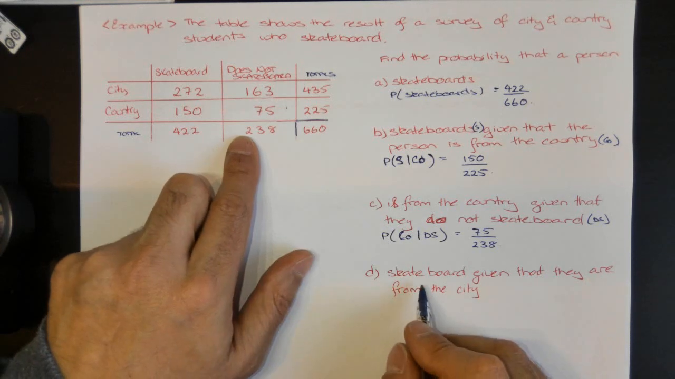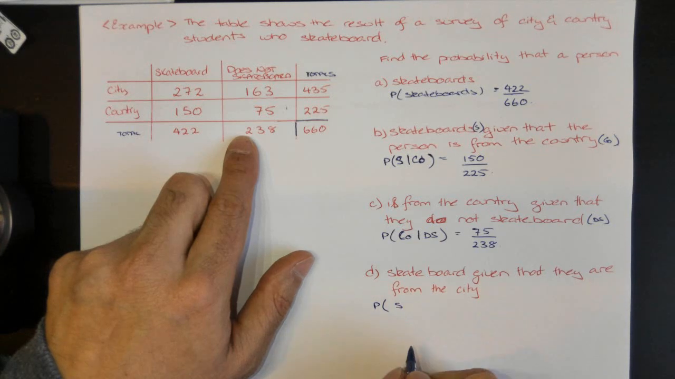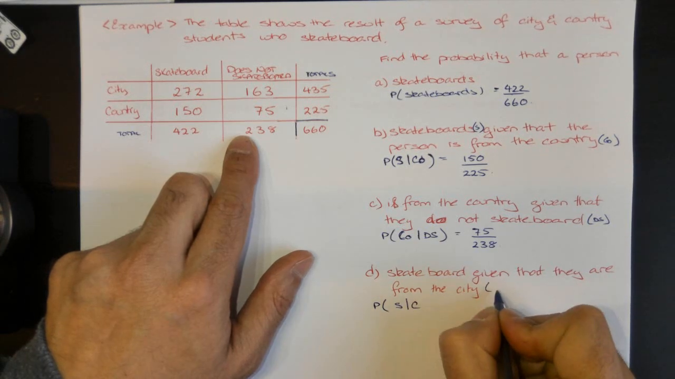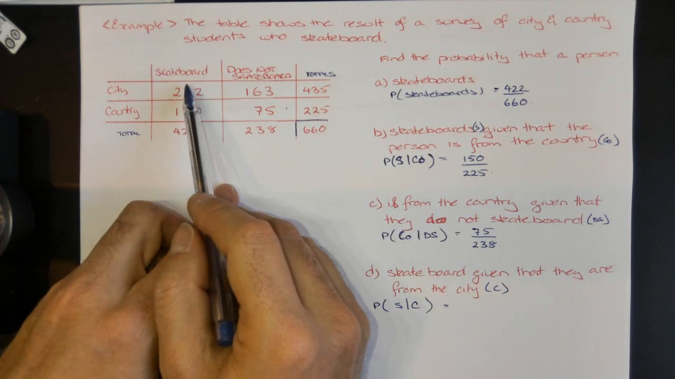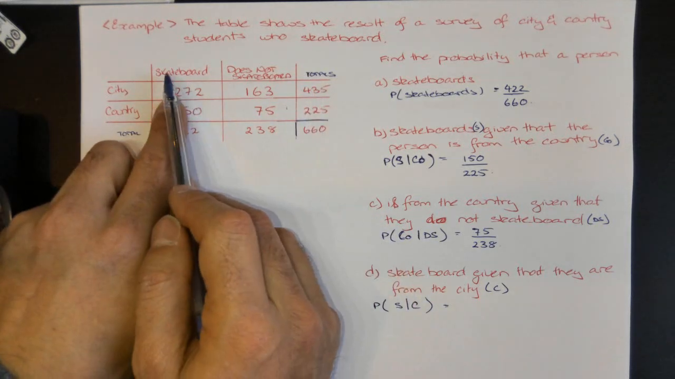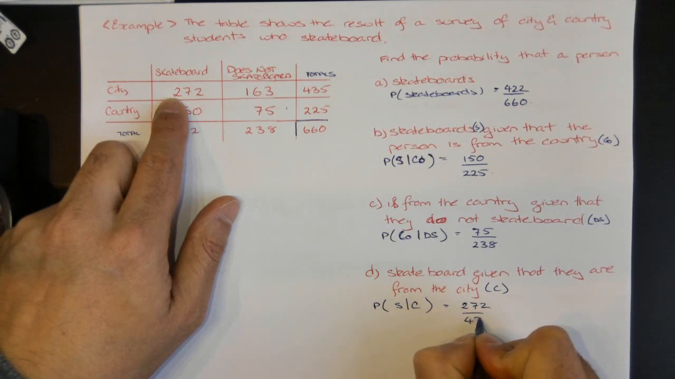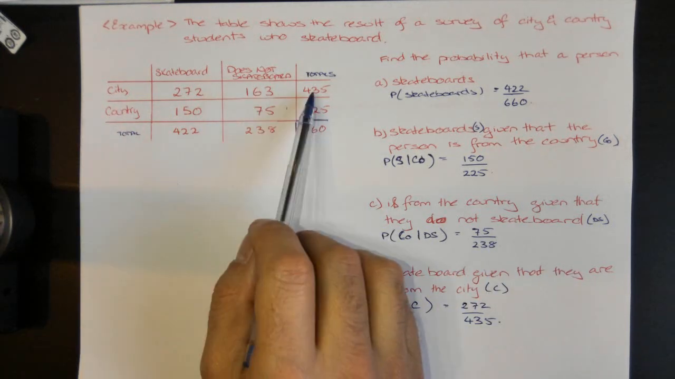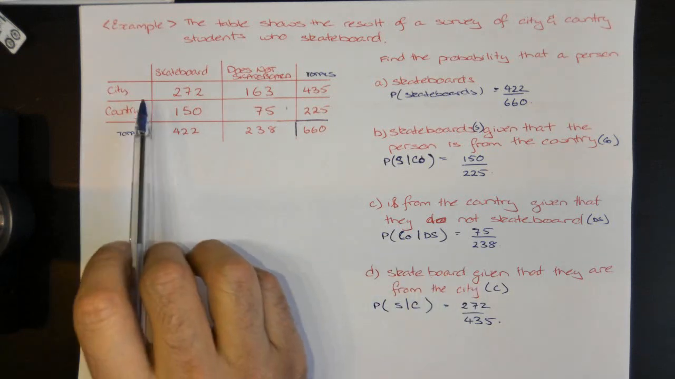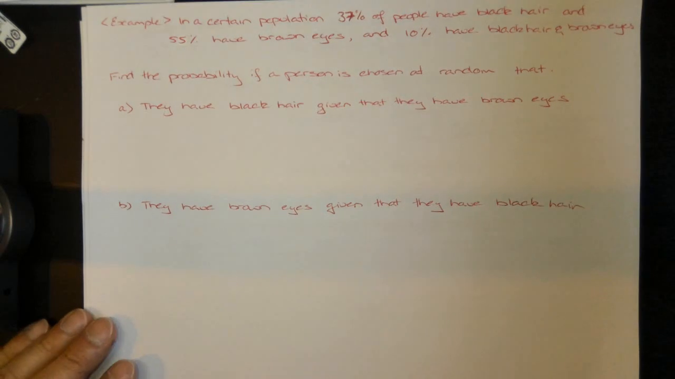All right. Now we want to find the probability that they skateboard, given that they are from the city. Okay. So given that they're from the city, that they skate. So I've got 272 over 435. So notice that the given that they are from is the first thing that I look at, and then I get the other part. Okay. All right, let's do another question.